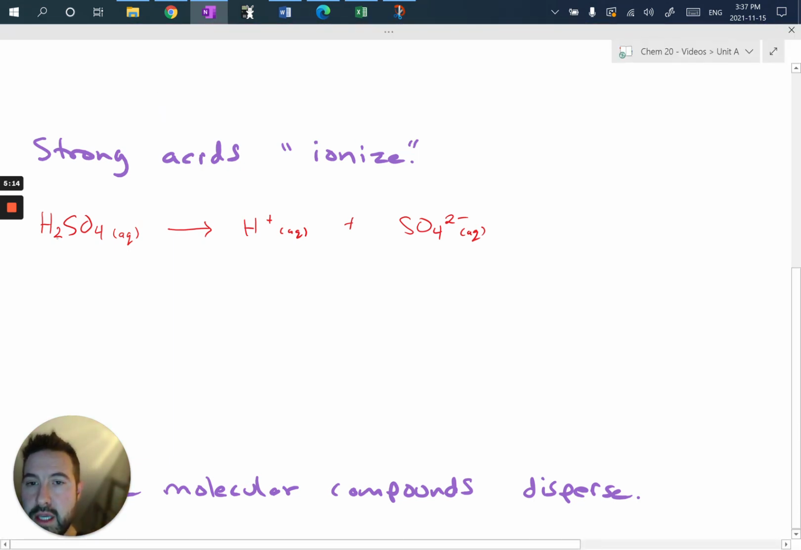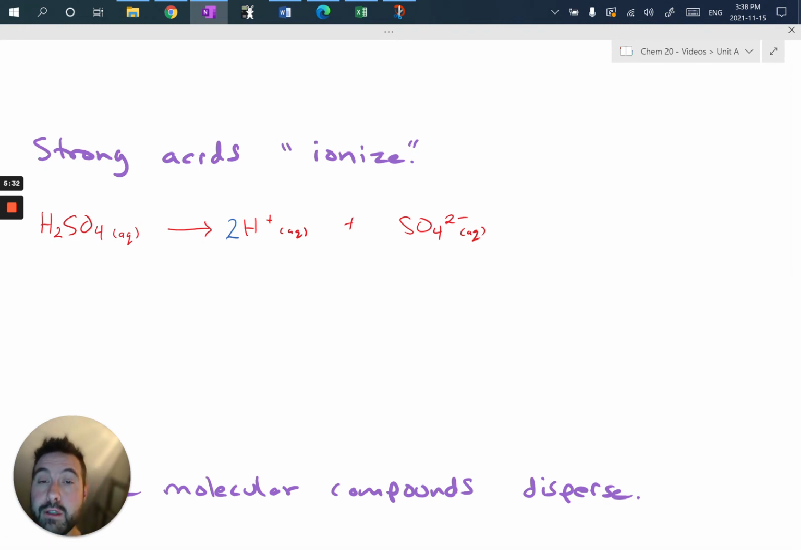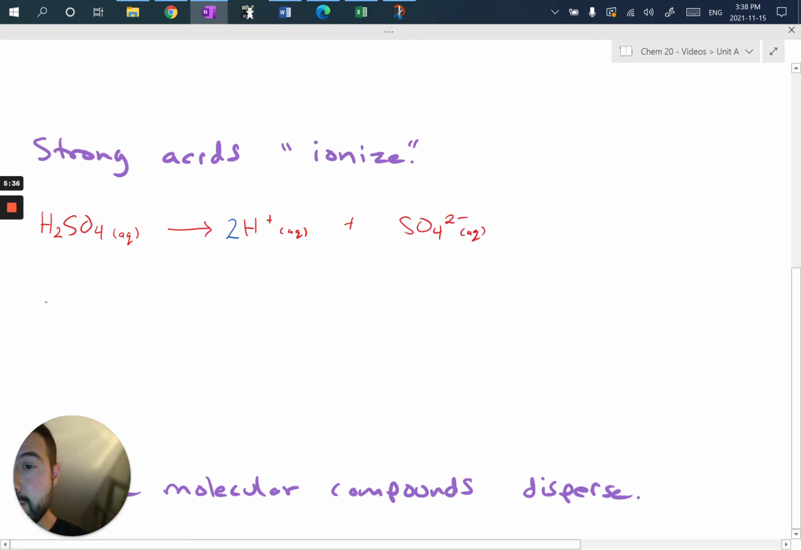And so I see here 2 H's over here. So I need a coefficient 2. 2 hydrogen ions make up for my 2 hydrogen atoms that are in that compound. And then I just have 1 sulfate ion there, okay? And I'm done. If it's a weak acid, like the example we used before, right?